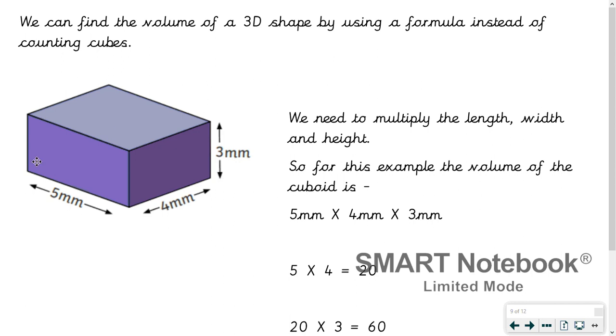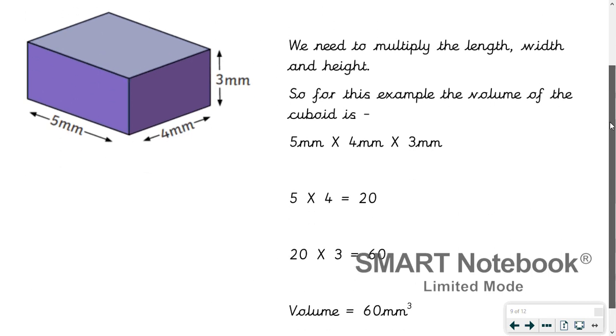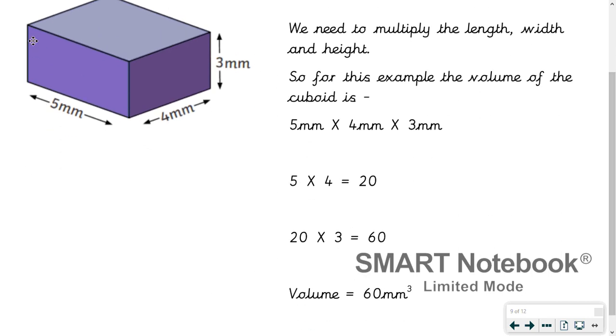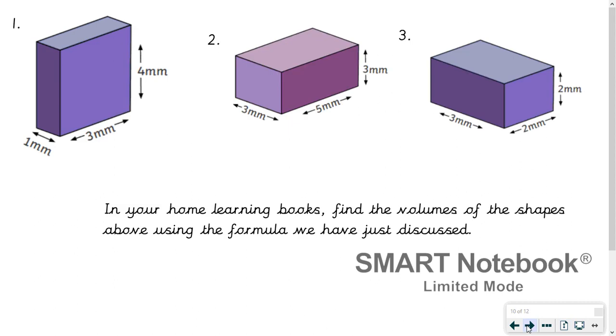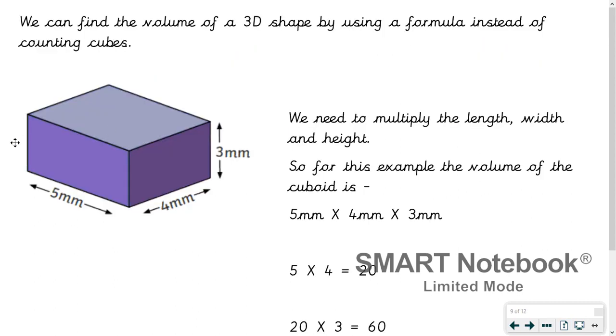So 5 times 4 is 20. And then we take that 20 and we times it by the 3. 20 times 3 is 60. So the volume of this cuboid is 60 millimeters cubed. Length, width, height. Okay, so just remember, length times width times height.